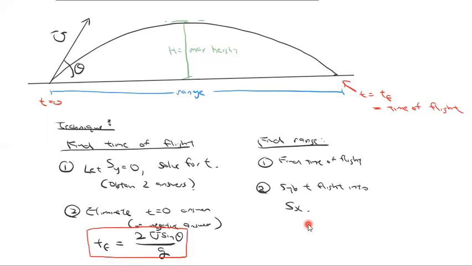You don't need to memorize them. It's the technique that's important. I'm just telling you what sort of thing to expect here. All right. Now, if you were to sub time of flight into Sx, you should find that the range is going to be u squared sine 2 theta over g.